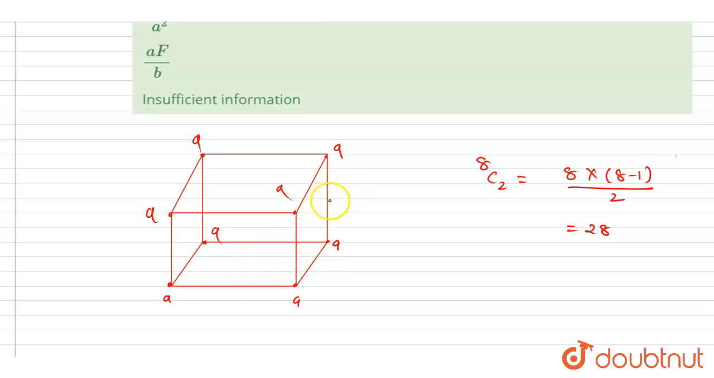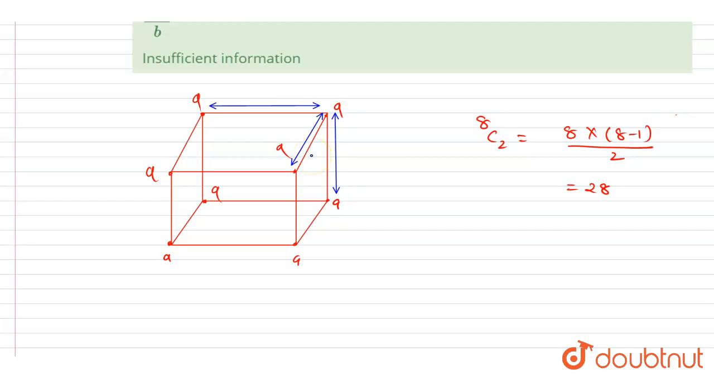If I talk about the adjacent charges, for any charge there will be 3 charges which will be adjacent, like this, this and this. These 3 charges are adjacent, they will have equal magnitude as well, right? And they are mutually perpendicular as well, right? Now if you see the diagonally opposite charges, 1, 2 and 3, these 3 will be the face-diagonally opposite charges, right?